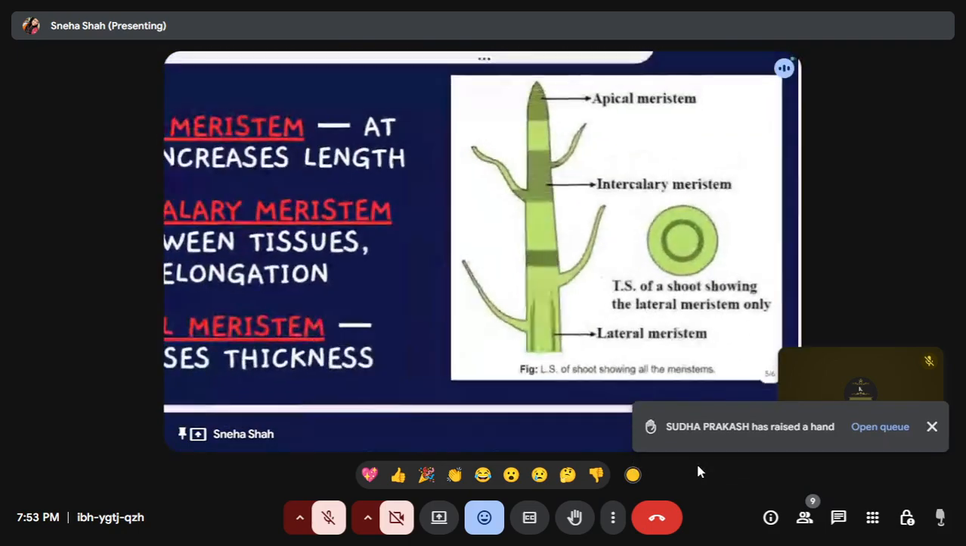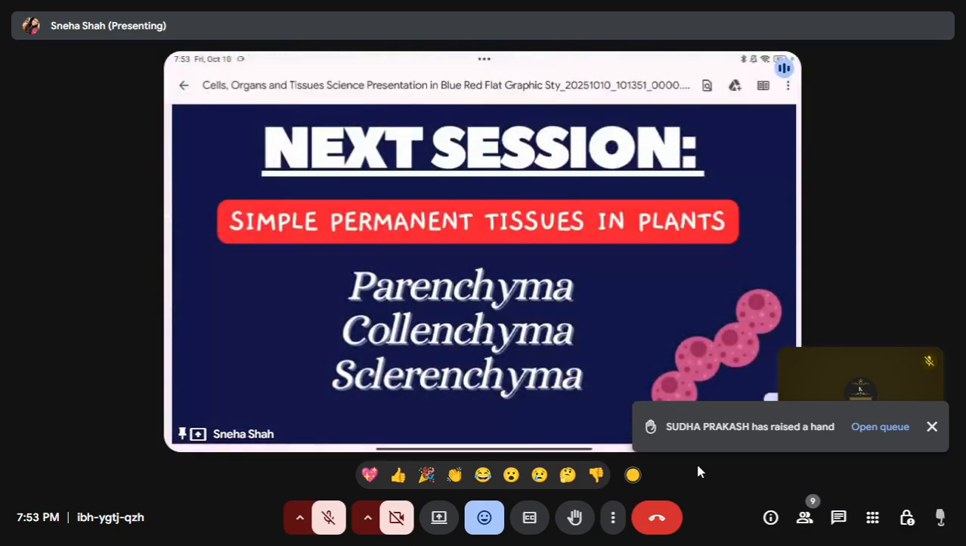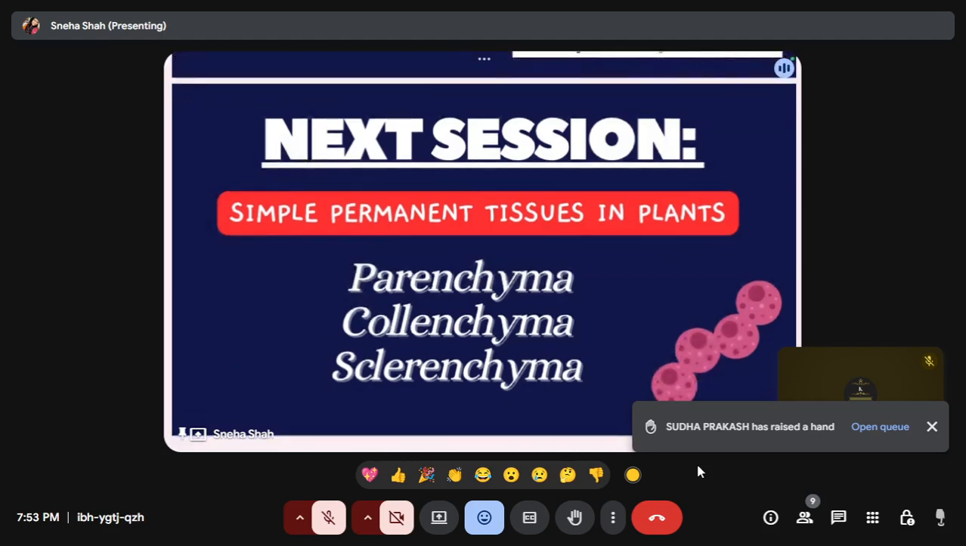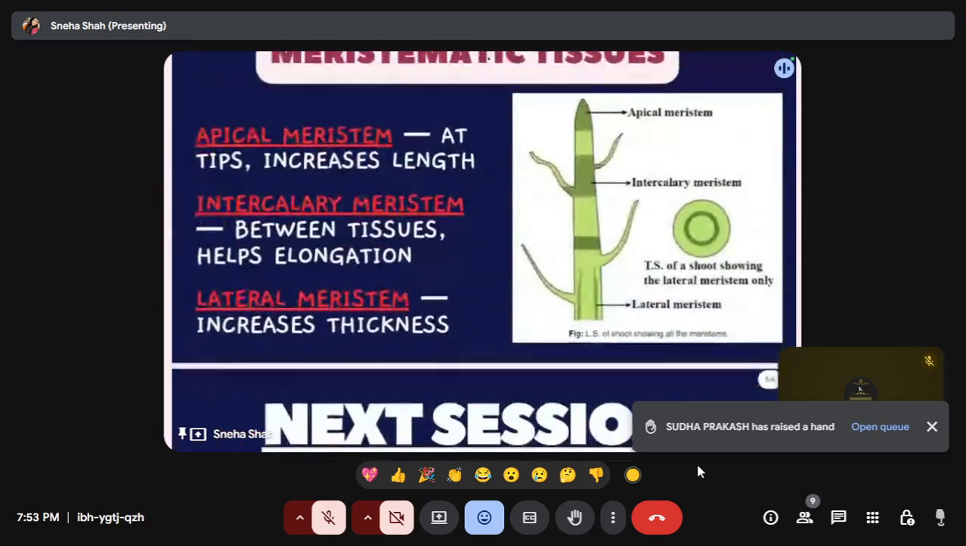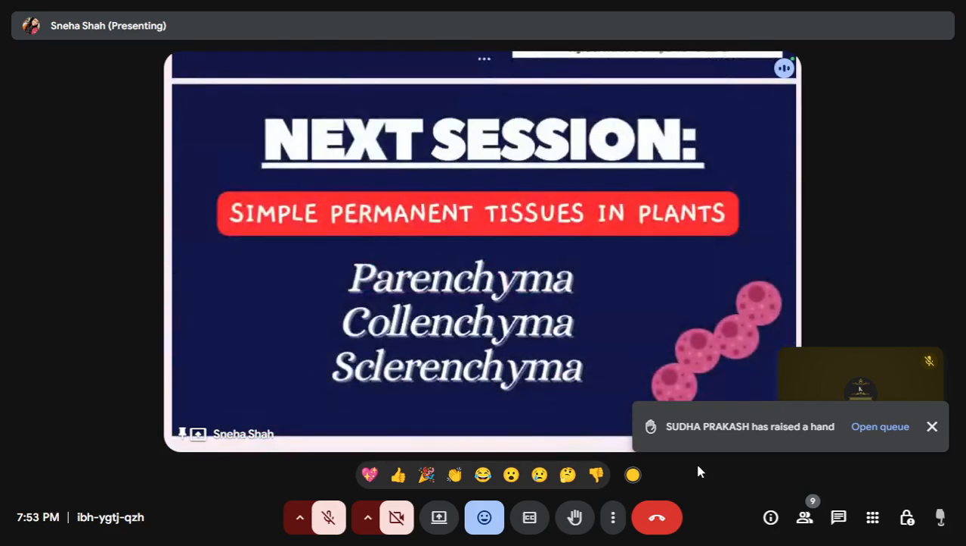Yes, ma'am. Bhuvan? Okay. So what we are going to learn in the next session is about simple permanent tissues, that is parenchyma, collenchyma and sclerenchyma. This was a very simple topic. The next topics are a bit complex. So in the next session, we will only understand simple permanent tissues.